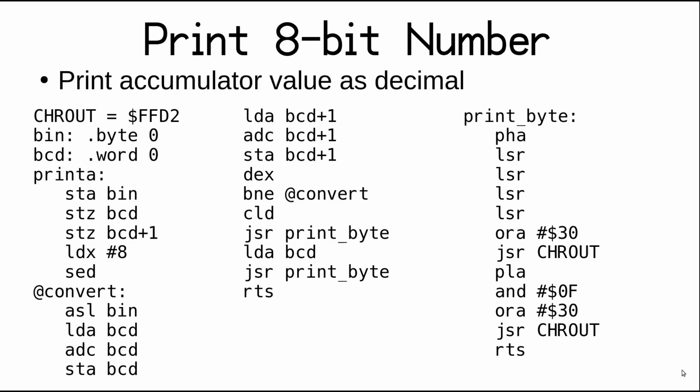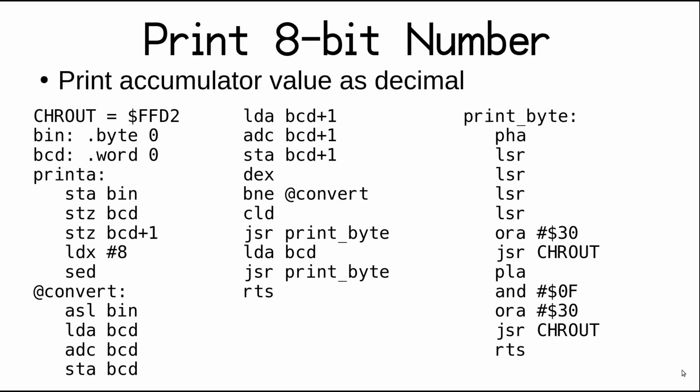Then we call another subroutine called print byte with the high byte of BCD already in the accumulator. This will print the value in A as hex, assuming that it will never have to print any letter characters. Then we load the low byte of BCD into A and call print byte again. This should print out a complete 4-digit decimal number with at least one leading 0 because we know that 255 will be our highest possible number.